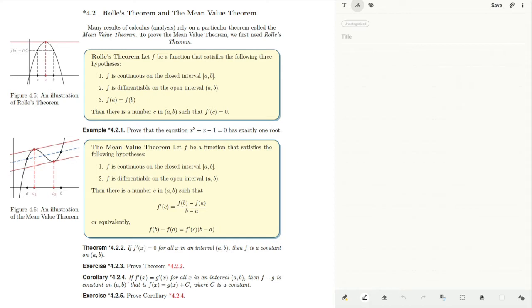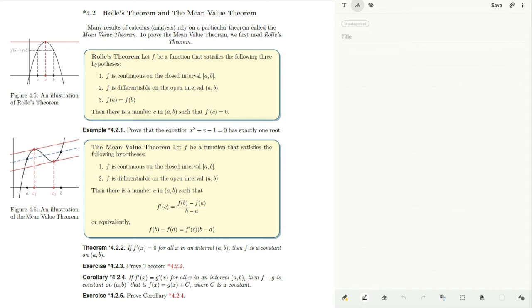First, the function f is continuous on the closed interval from a to b. Second, the function is differentiable on the open interval from a to b. And third, the function has the same value at a and b. So f of a is equal to f of b. Now, if all three of these hypotheses are satisfied, then this tells us that there is at least one c between a and b, such that f prime of c equals 0. So in other words, the slope of the tangent line at c is equal to 0.